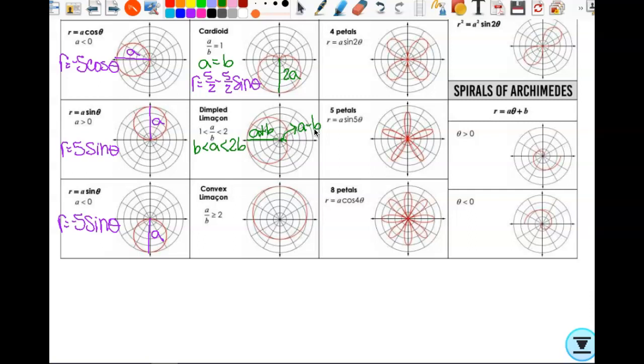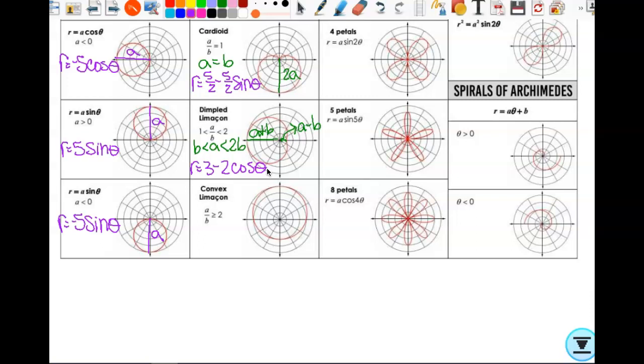So this particular graph would be r equals 3 minus, okay, and is it going to be sine or cosine? Cosine. Minus 2 cosine theta. Everybody understand how we understand if it's sine or cosine? Okay. Yep, it's which axis it's on there. All right, so then we have a convex limaçon.